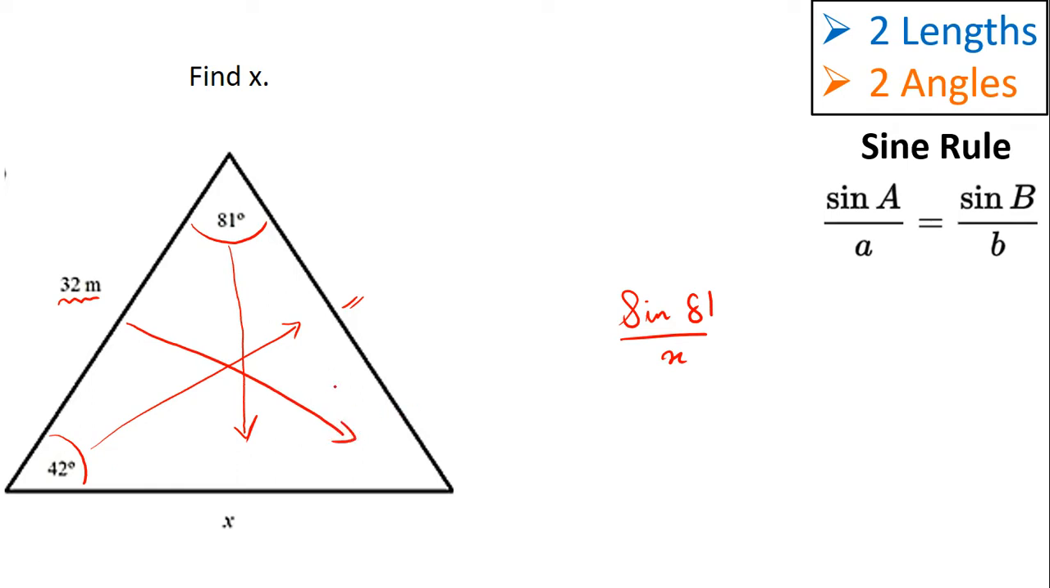Now, if you look at it carefully, what is easier to find? Is this angle easier to find or is this length easier to find? Obviously the length is more difficult to find than the angle. I could easily find the angle. Now, how do I find the angle?